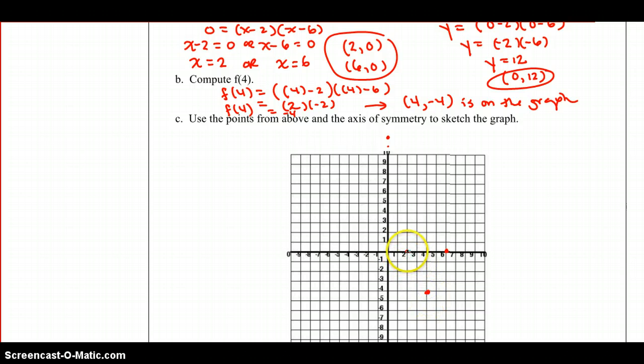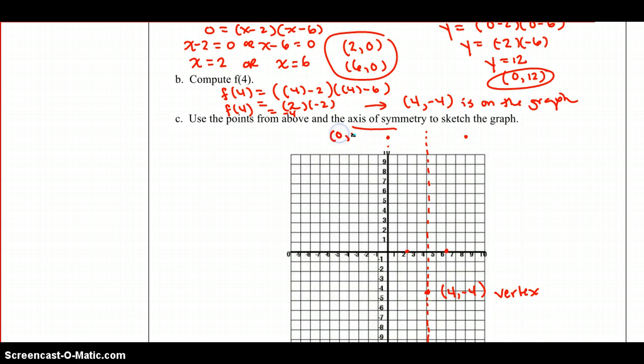So remember, it says to use the axis of symmetry. So midway between these 2 points has got to be our axis of symmetry. And that does pass through this point. And so the point that the axis of symmetry goes through must be our vertex. And so we've got this point over here. So here's our axis of symmetry, and it's 4 units to the left. There would be another point over here at 4 units to the right.